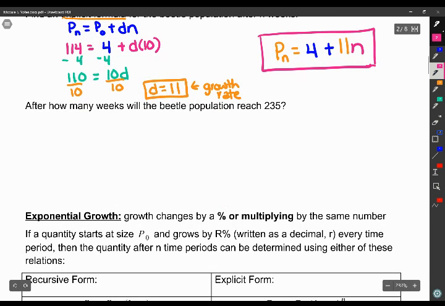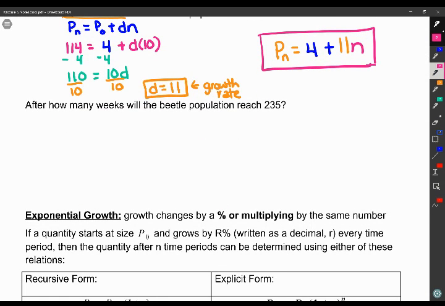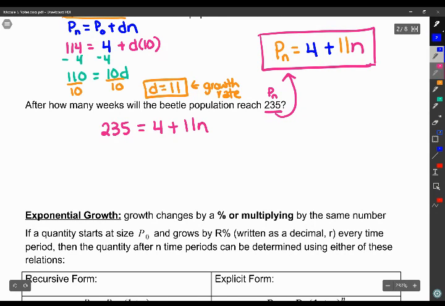So then the next question says, well, after how many weeks will the beetle population reach 235? Okay, this is my P sub n. I'm trying to figure out what the n is where I get 235. So I'm going to take the 235 and plug it into this equation for P sub n. So I'm going to go 235 is equal to 4 plus 11n. And then I just solve that equation.